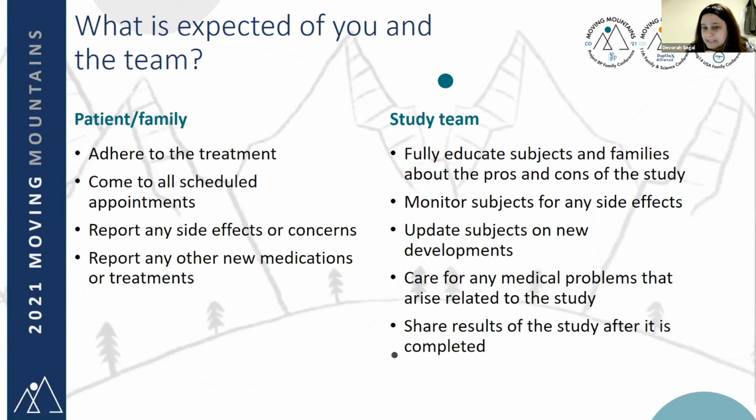From the study team's perspective, we are responsible to fully educate patients and families about the pros and cons of the study and why they might or might not want to participate. We're responsible to monitor subjects for any side effects from the medication, to update families on any new developments in the trial. If anything does come up related to the medication, we're responsible to make sure that the child gets appropriate care. And then after the study is completed, we usually can't give out information as the study is going on about whether it's working or not, what other patients are experiencing. But after the trial is completed and the results are reported, we're responsible for circling back to families and letting them know what happened and what the results were.